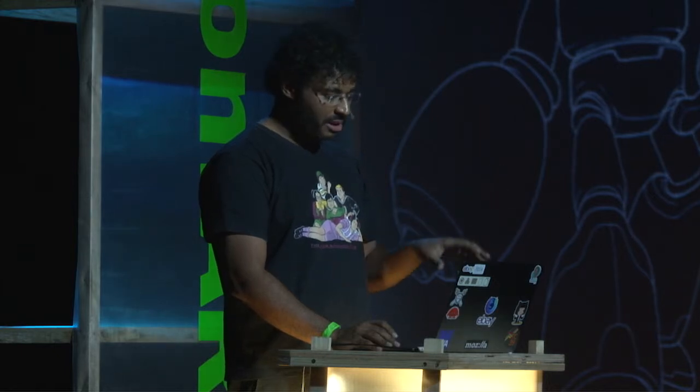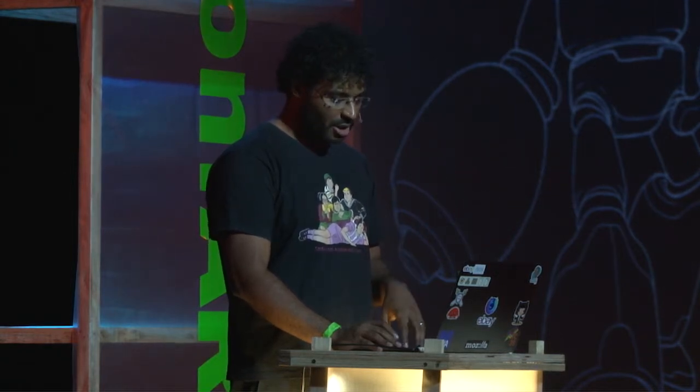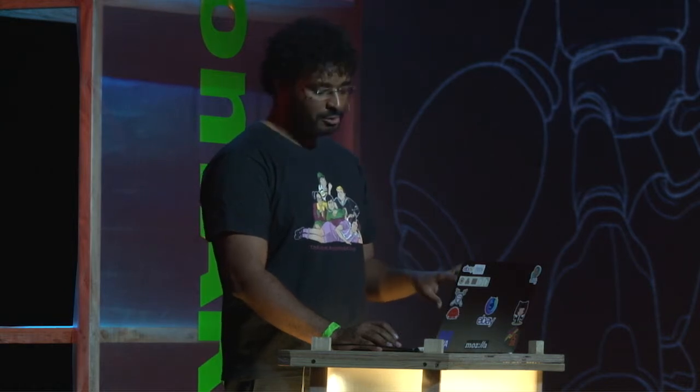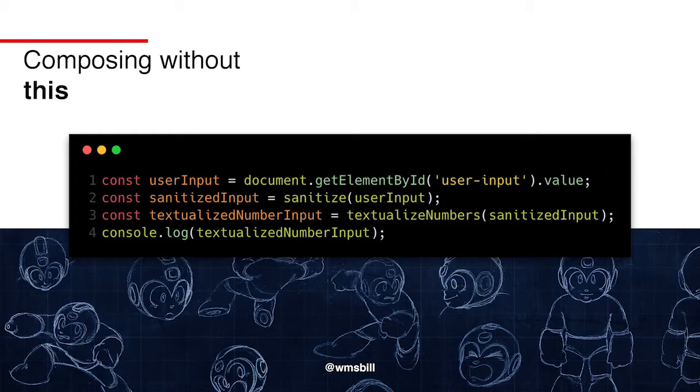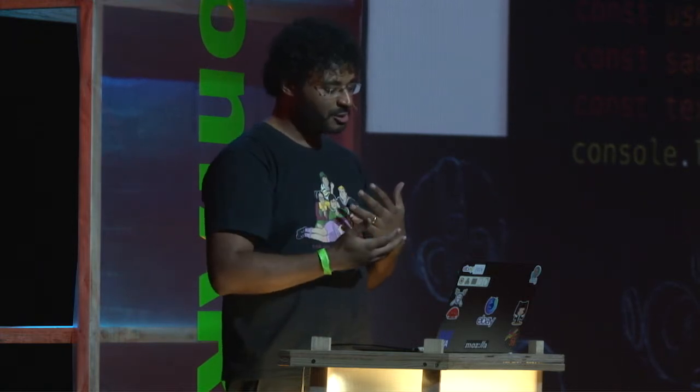So I just spoke about the benefits of having virtual methods for composition. But with the bind operator, I have to rely on this being bound to my function in order to compose. But what if I don't want to rely on this? I don't want to use this inside my function. So before I introduce our next proposal, I want to dig more into this example. Let's suppose that we have a request from the manager to create a function that sanitizes text input from the user, and then transforms all the number symbols into their textual representation.